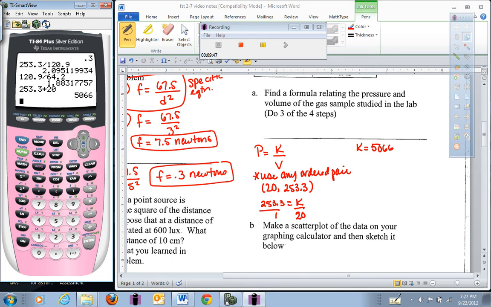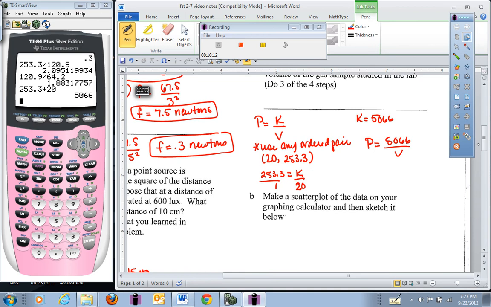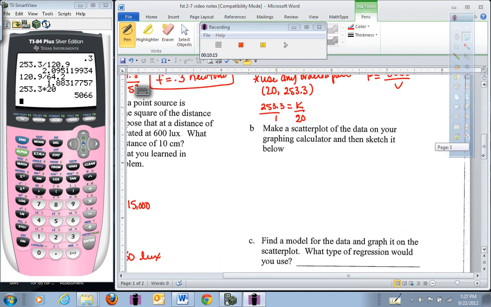Okay? So I'm saying my specific equation would be P is equal to 5066 over V. That's what I'm saying. My specific equation would look like that, and it would approximate the things in the table. Well, what we want to do is get it a little more exact than that.